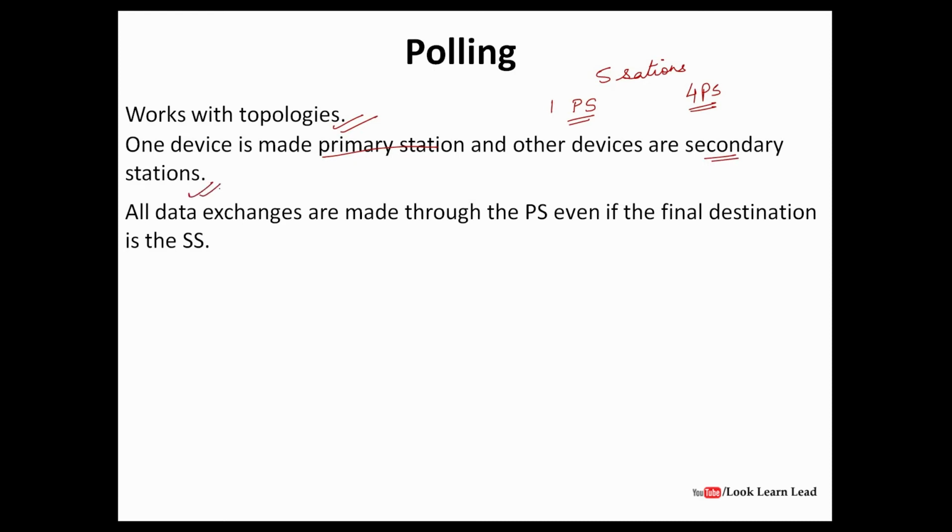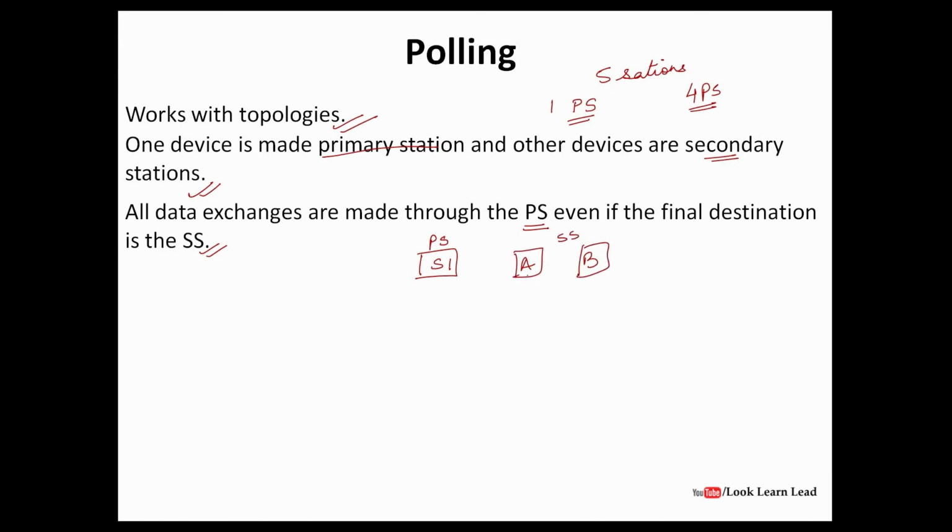So in polling, we make one station a primary station and all the other devices secondary stations. All data exchanges are made through the primary station, even if the final destination is a secondary station. Let's see how it is done. Suppose we have 3 stations: station 1, A and B. I make station 1 the primary station, and stations A and B are the secondary stations.